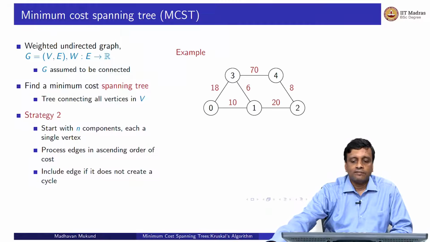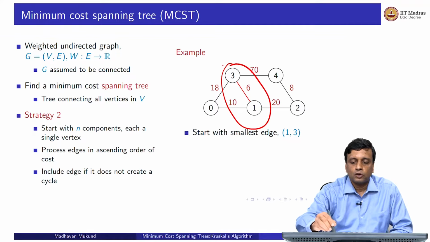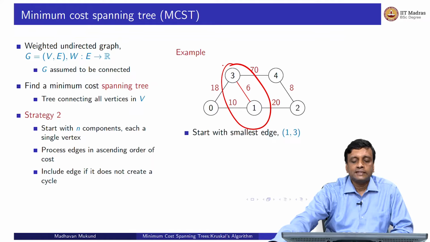So for instance, if we have this graph, right? If we sort the edges, then we start with the smallest edge, which is the edge 1, 3. So this is the smallest edge because it has weight 6. So when we add this edge, we get one component. Initially we start with 5 components, the vertices 0 to 4. When we add this edge, it merges the components 1 and 3 and it gives us now 4 components.